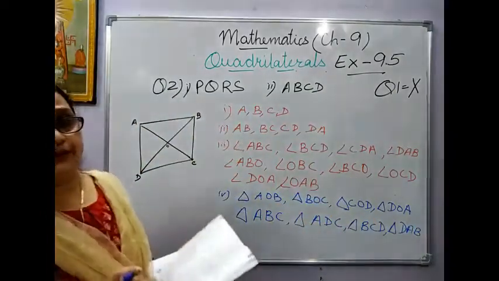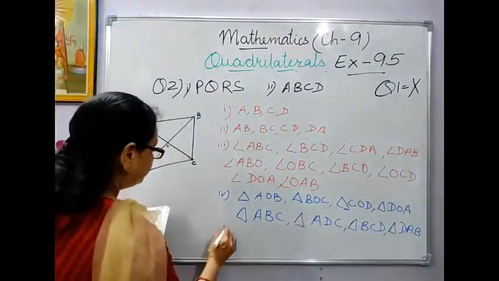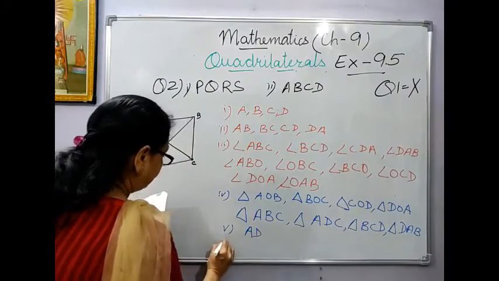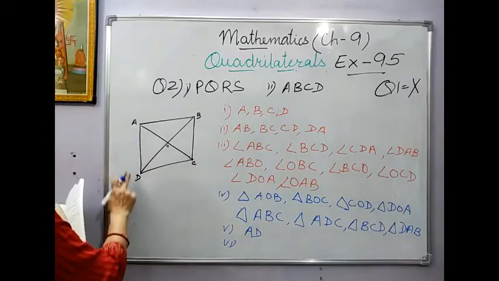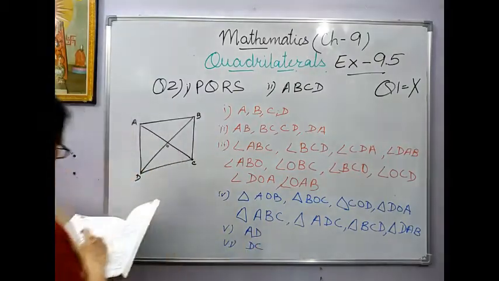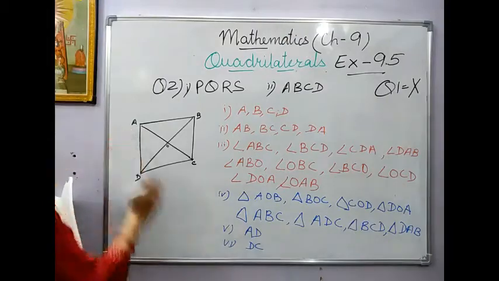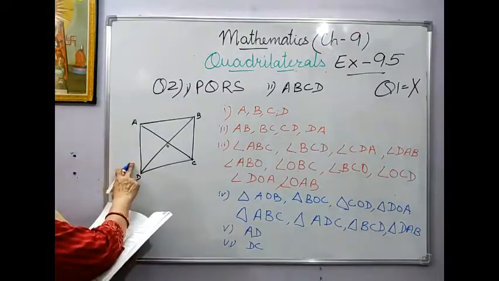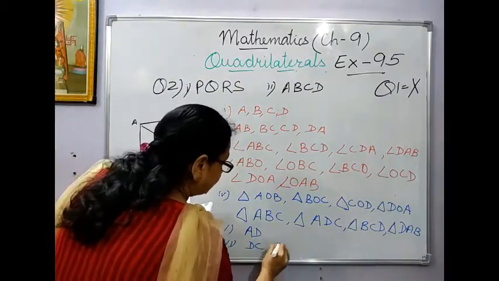You have to look very carefully for this. Then fifth one, side opposite to BC. This is BC, the opposite will be AD. Then sixth, side adjacent to AD. Adjacent means just close. It is BC. Then see children, they have asked for the side adjacent to AD. Now there are two sides adjacent to it, one is this and one is this. So you will also write AB.